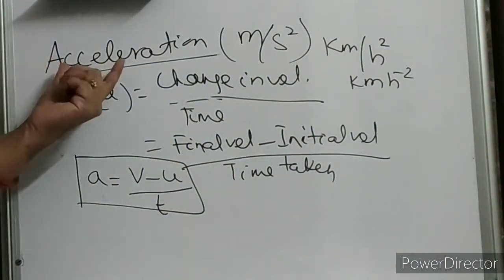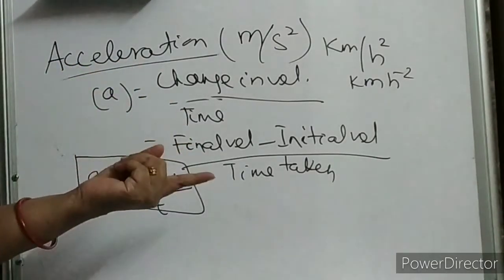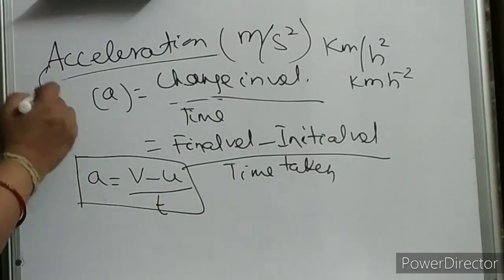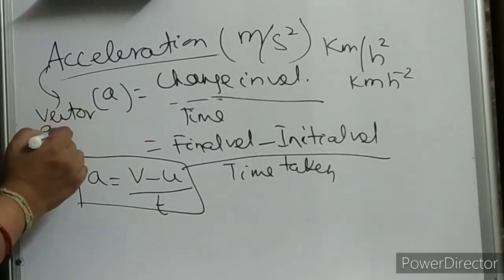And whether acceleration is a vector quantity or a scalar quantity: velocity is a vector quantity divided by time taken, so it is a vector quantity again because it has direction.